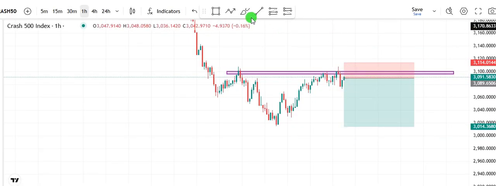It's going to move above this for us to actually go long. So for now, I'll definitely be going short on Crash 500. Remember, don't risk more than you can afford to lose. Yes, it's looking very nice. This is very good support. You can see this level getting rejected.